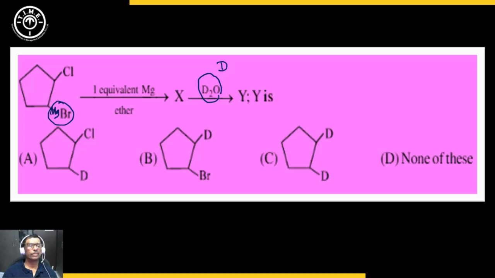Option A. The Cl will be left, right? The Cl cannot go. Bromine cannot be there and Cl cannot go. So option A it is. Clear? D2O is heavy water. So instead of H2O, the pKa is slightly higher than that of water, but still well within the range. It is definitely better than a hydrocarbon.